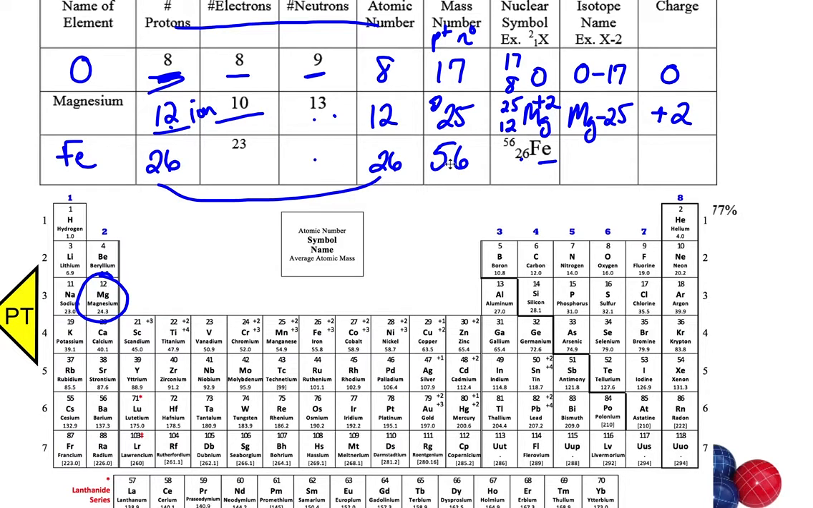The neutrons, I know if I take the protons and subtract them from the protons and the neutrons, I can figure out neutrons. So 56 minus 26 is 30. And then over here, it's Fe-56.